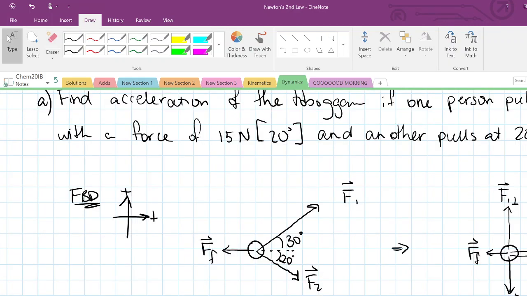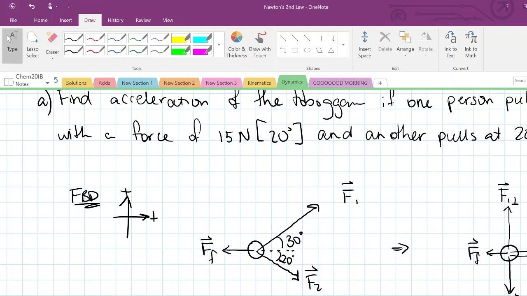This is our toboggan here. Our force of friction, or its opposing force, is pointing away from the direction that the people are pulling. I've got a force from the first person pulling and a force from the second person pulling, which I'm calling F1 and F2. My first person is pulling at an angle of 30 degrees to the vertical or the horizontal here. My second person is pulling at an angle of 20 degrees.